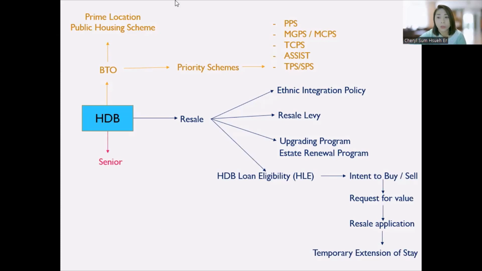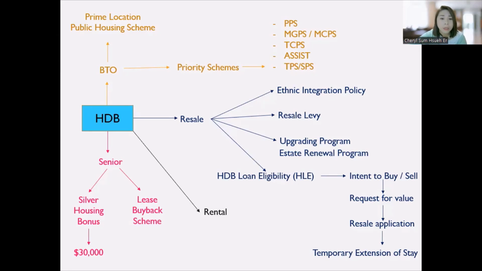HDB also has got some schemes targeted at senior citizens, namely lease buyback scheme, silver housing bonus. Under silver housing bonus, the bonus is 30% cash bonus, not 30%, $30,000 cash bonus. HDB, we also talked about rental. If we are renting to non-Singaporeans, non-Malaysians, then we need to check with this quota called the non-citizen quota.